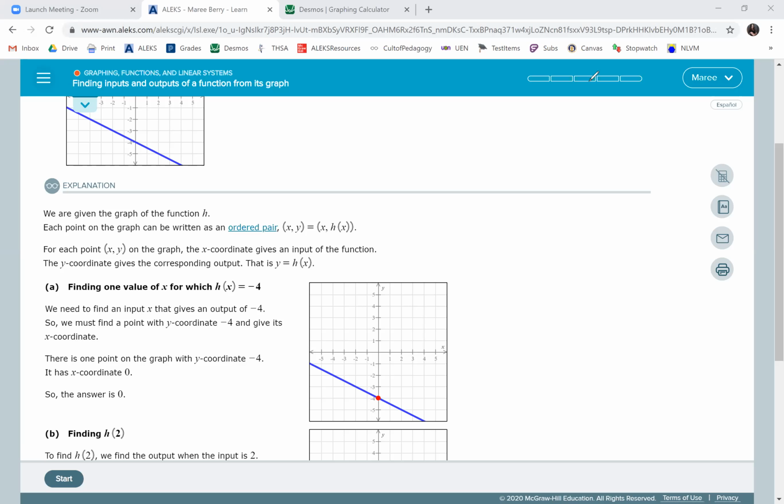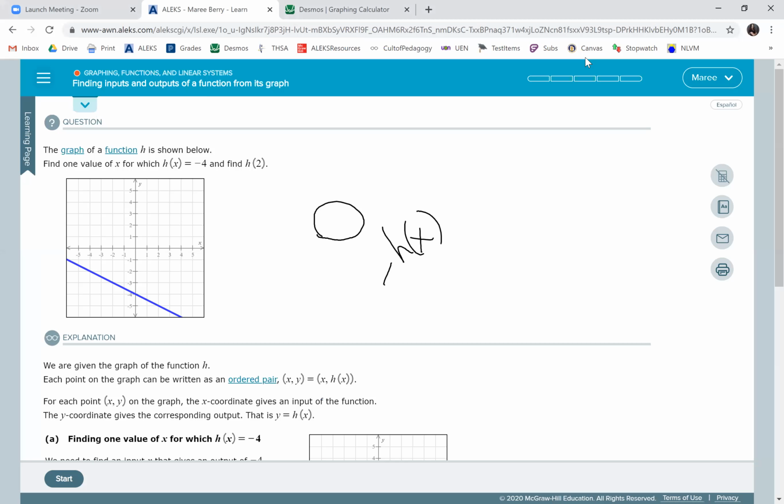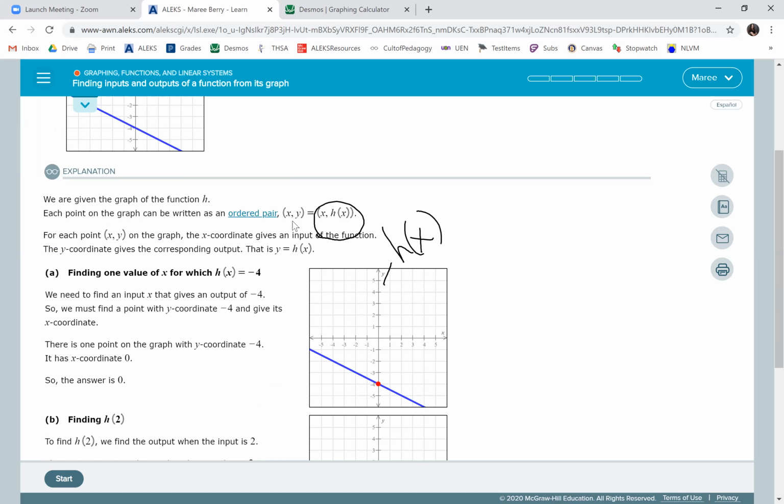So we're going to just talk about finding the inputs and outputs of a function, just given its graph. This is the one thing you need to understand right here: each point has an x, and instead of y, they call it h of x or g of x or f of x or something like that. So in this case, when they're saying find one value of x for which h of x equals -4, they're saying the y value equals -4.